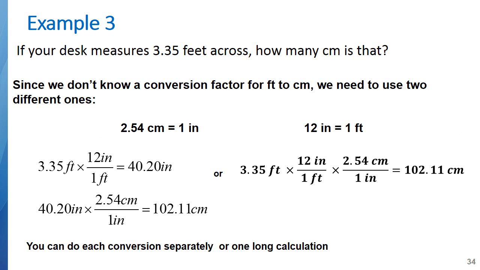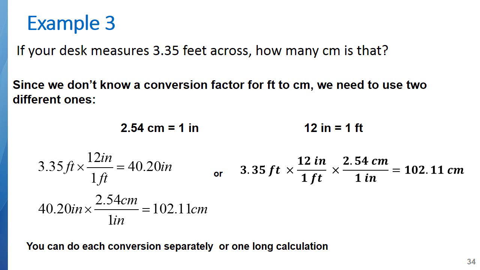All right, this one shows you that sometimes you don't have a direct conversion factor, but if you can find more than one conversion factor to get where you're going, you can do them in turn. So let's say your desk measures 3.35 feet and you want to know how many centimeters that is. Well, if you look back at the conversion factor sheet, now you could probably Google feet to centimeters and find one single conversion factor, but if you only had that sheet in front of you, how would you do it?